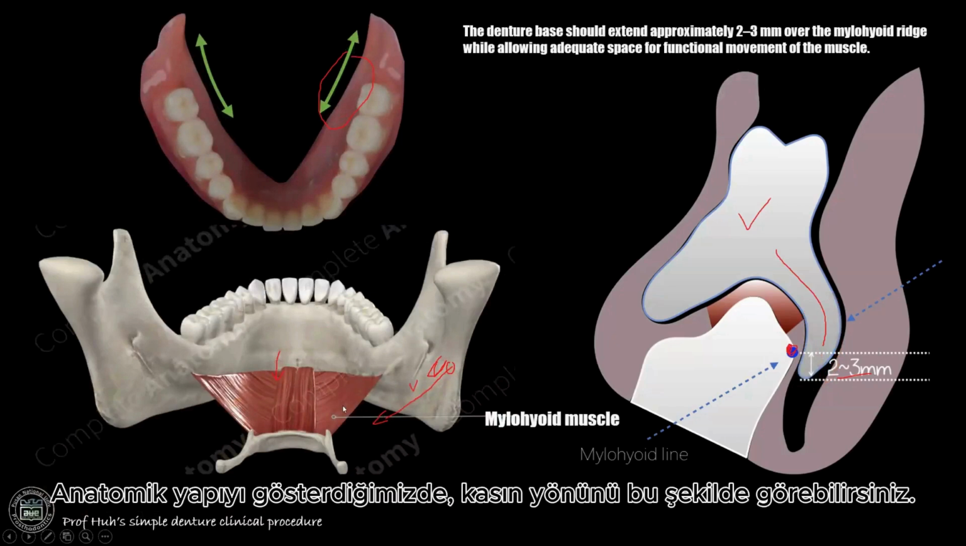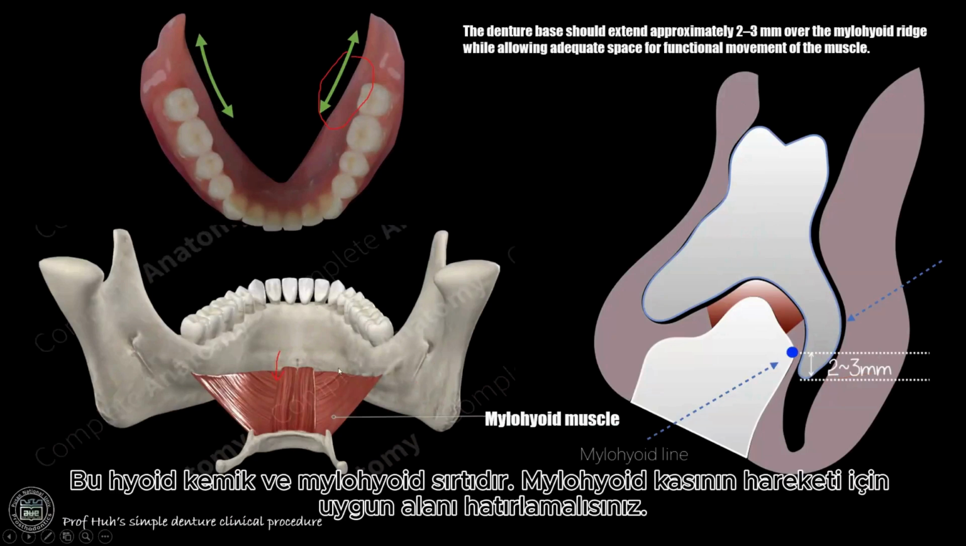When we show the anatomical structure, you can see the direction of the muscle like this. This is the hyoid bone, the mylohyoid ridge. Anyway, you have to remember the proper space for movement of the mylohyoid muscle.